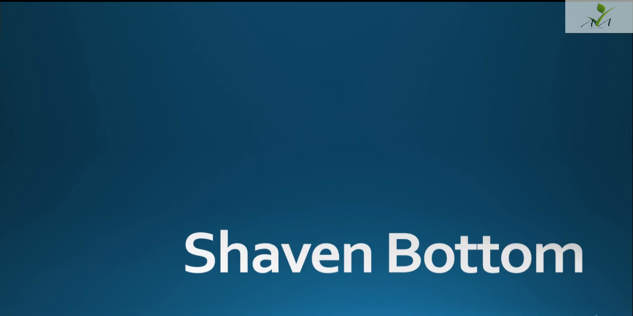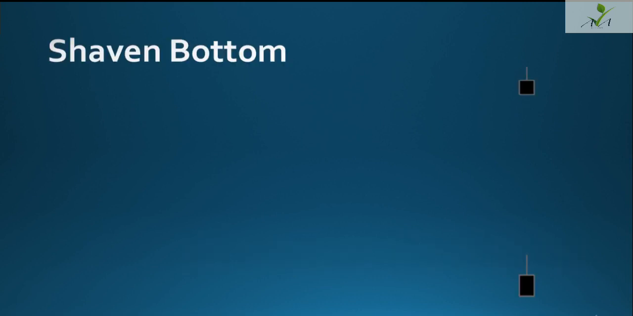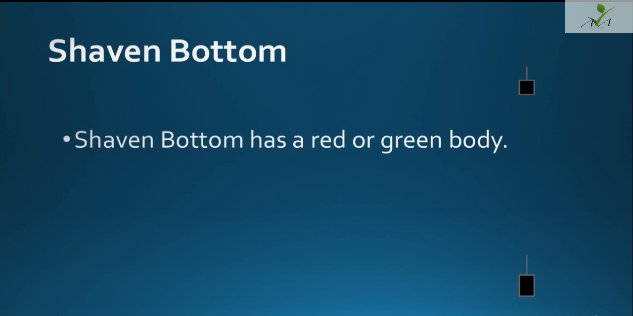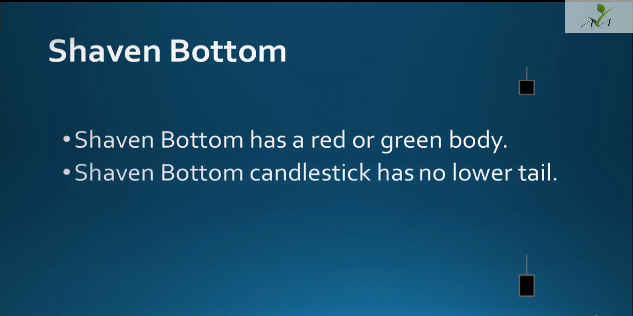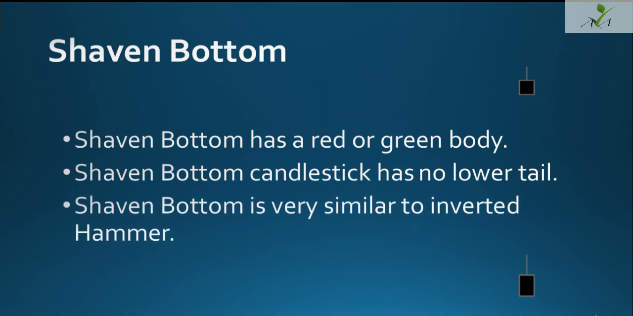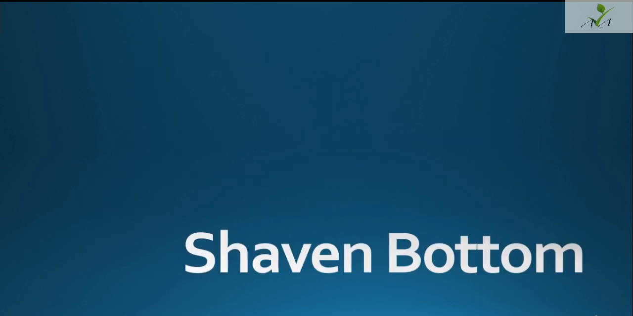Shaven bottom. Now it looks something like this. A shaven bottom has a red or a green body, so the body color doesn't matter. Shaven bottom candlestick has no lower tail, so you won't find a low tail, a low. And it is similar to an inverted hammer.